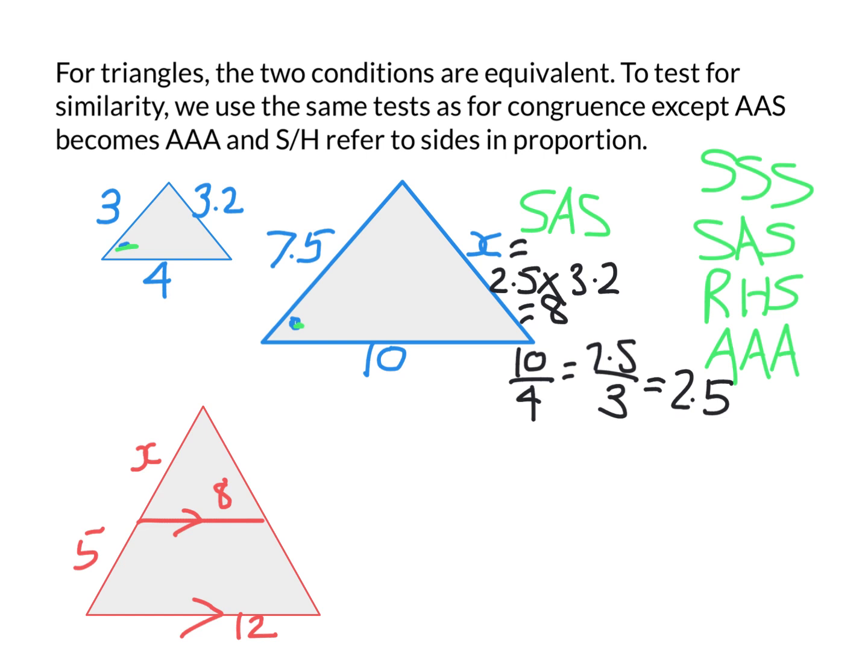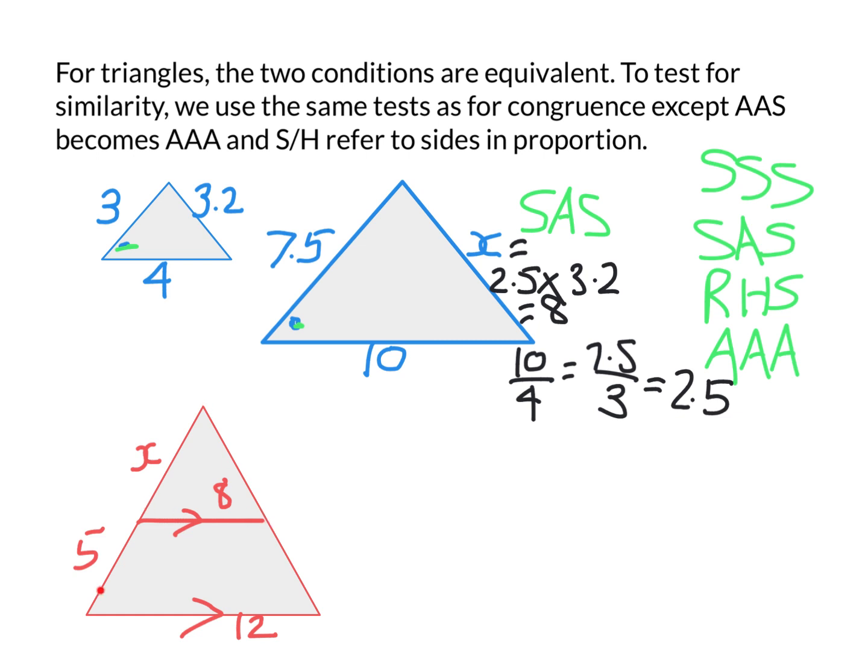All right, let's look at this pair of triangles down here. We have the smaller triangle and the larger triangle. Now, it turns out we don't have enough side lengths to use any of these first three tests. To use any of these first three, we would need to have at least two pairs of side lengths. We've only got one pair of side lengths here because we don't know what x is, we don't know what this side is. So it turns out the only option we have is AAA.